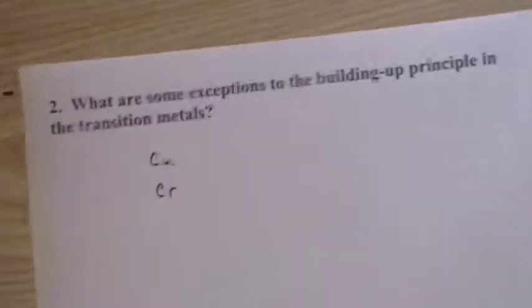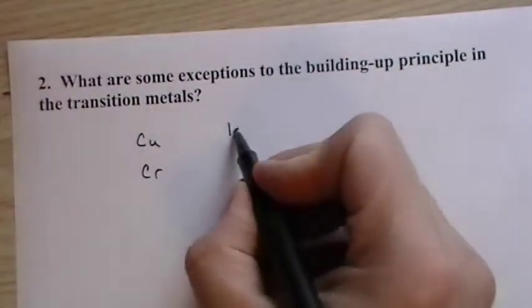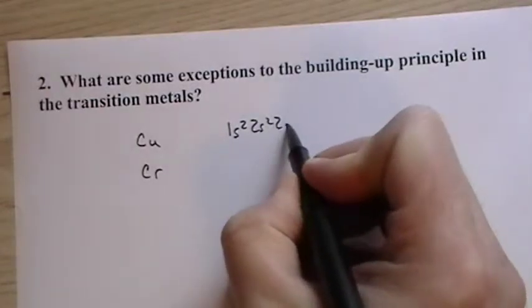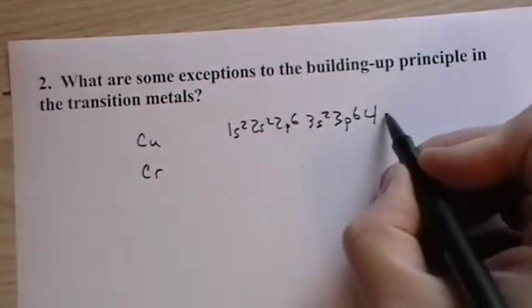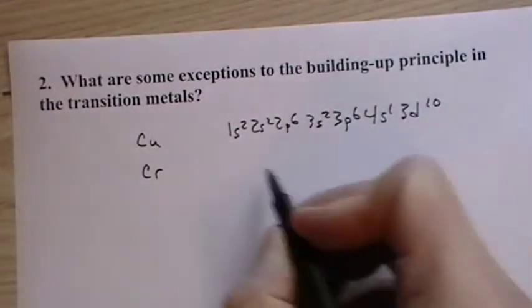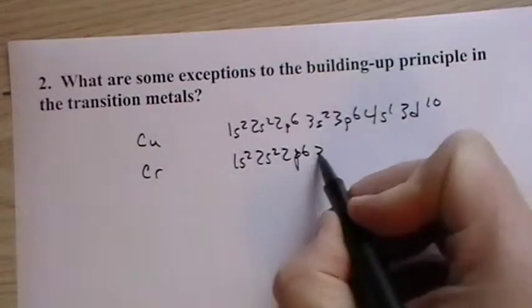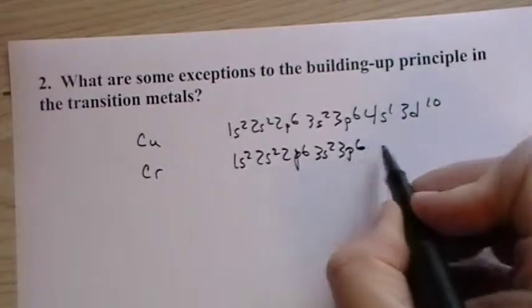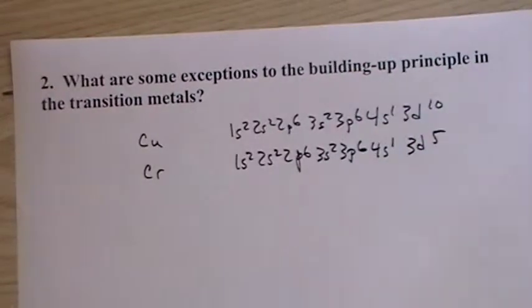What are some exceptions to the building up principle in transition metals? Well, copper, 1s2, 2s2, 2p6, 3s2, 3p6, 4s1, 3d10, and chromium, 1s2, 2s2, 2p6, 3s2, 3p6. Looks like it should be 4s2, but it's 4s1, 3d5.